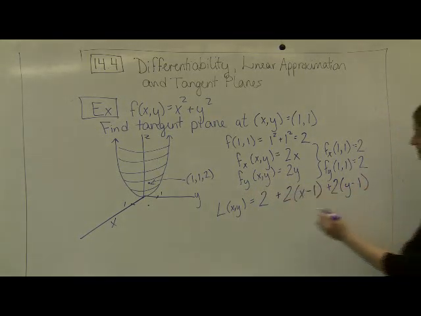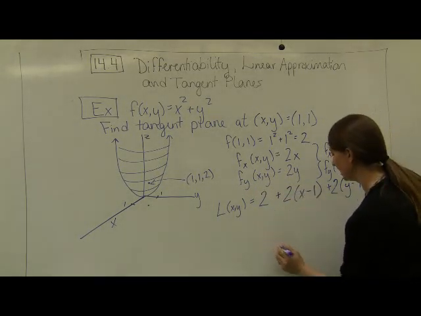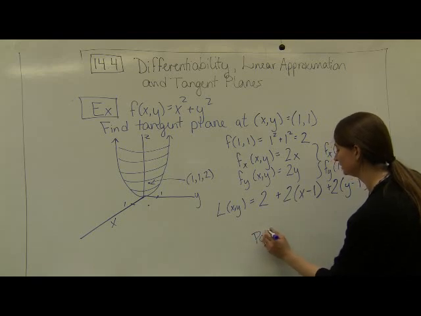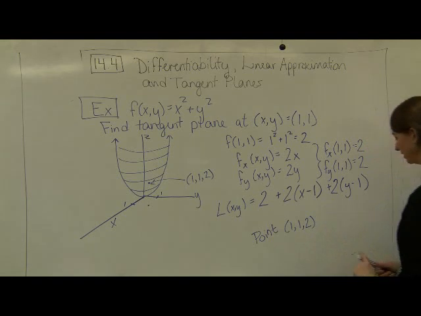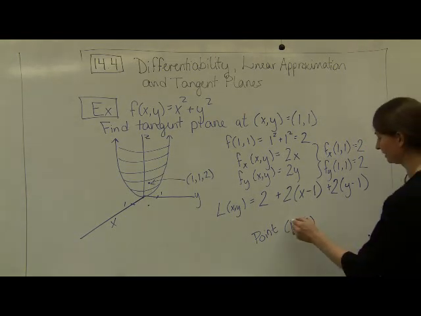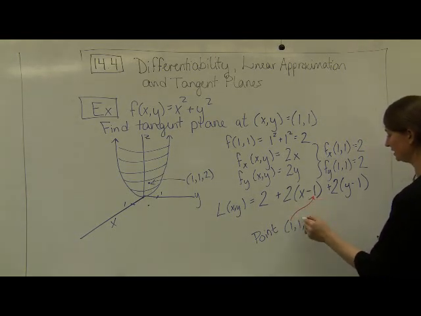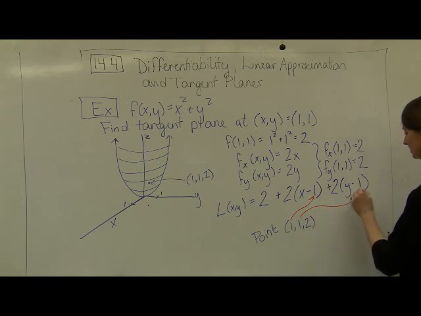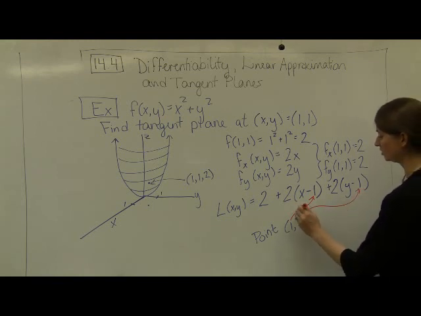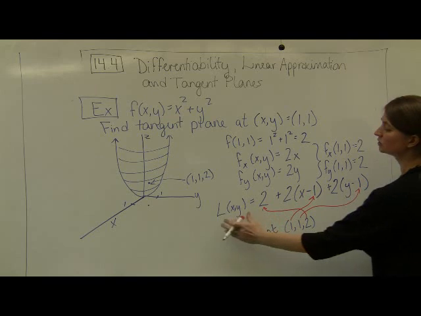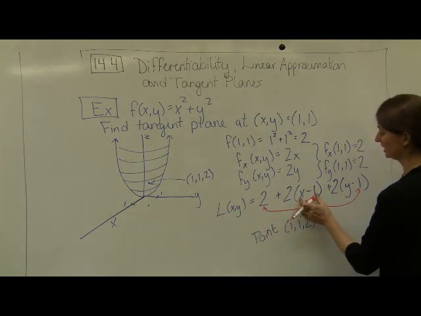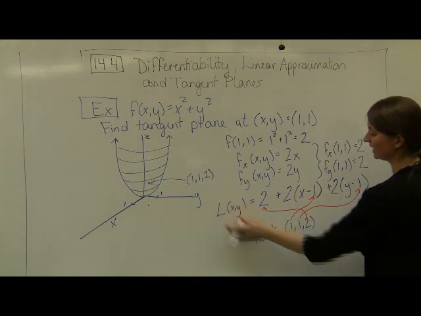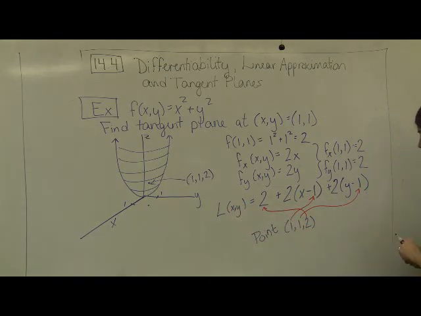Let me label this so it makes a little more sense. So if I were to have the point (1, 1, 2), where are each of those pieces? The x-coordinate of the point is going here, the y-coordinate of the point is going here, and the z-coordinate of the point is here. You could also think of this as the z-component and subtract 2 from the z-component, just like we have here, only when I add it to this side, that's why it's positive.